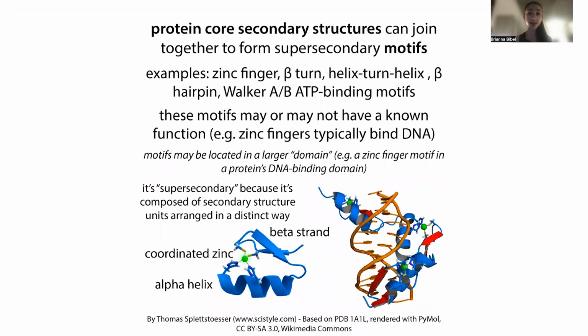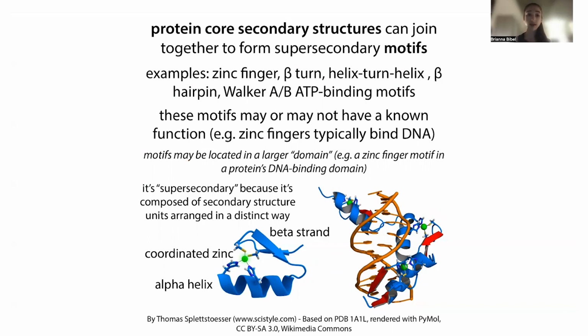Now, those core secondary structures can join together to form super secondary motifs. These are more than just a single secondary motif, where you can have strands and helices coming together. An example would be a zinc finger, or a beta turn, or a helix-turn-helix, a beta hairpin, or Walker ATP binding motifs. Sometimes these motifs have a known function. For example, zinc fingers typically bind to DNA, but they don't always have a known function.